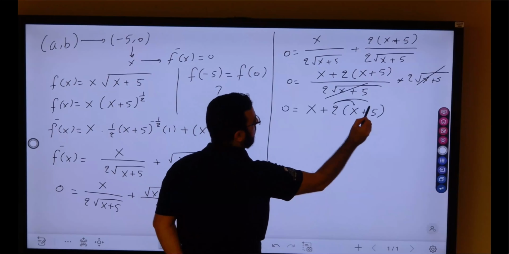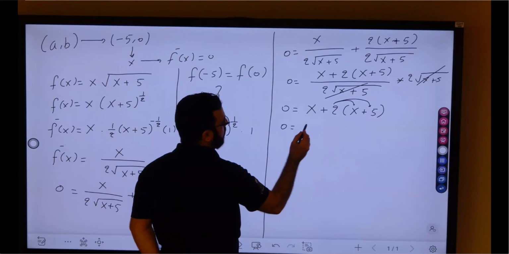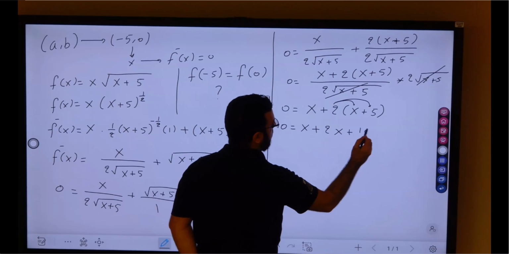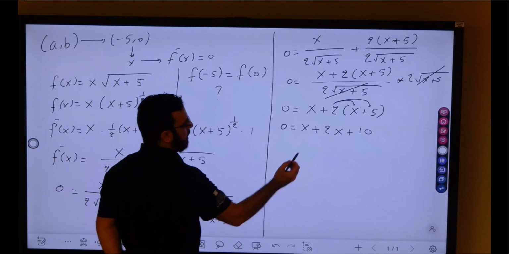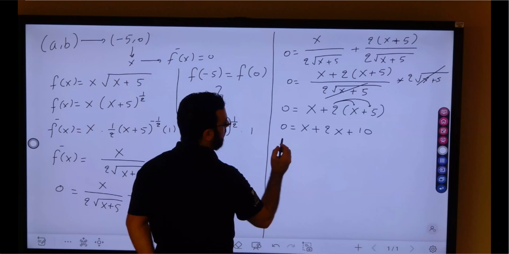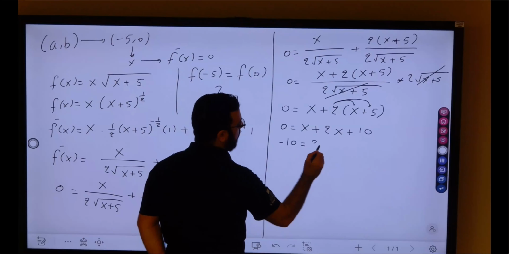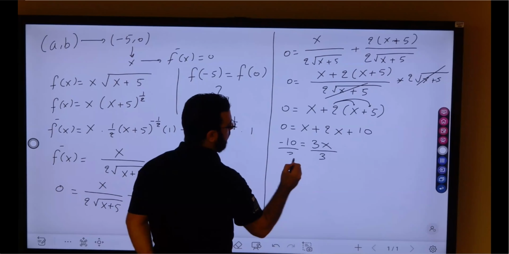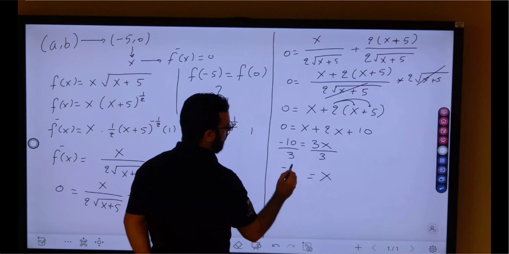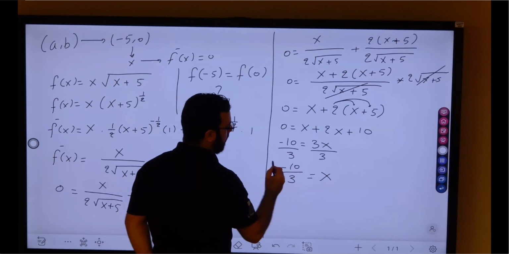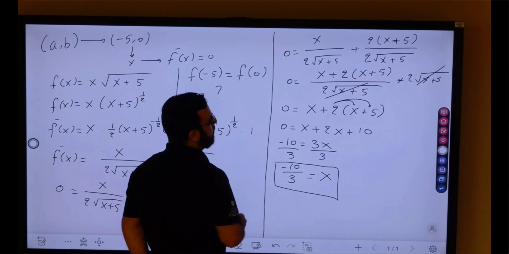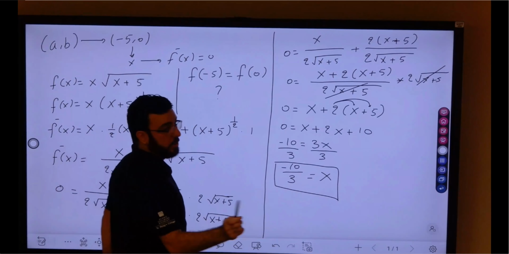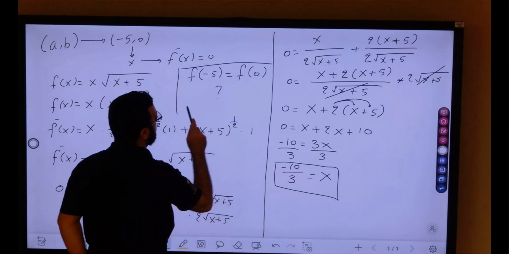Distribute here. 0 is going to be equal x plus 2x plus, then 3x minus 10, it's going to be equal 3x. Divided by 3, x is going to be equal, which is between -5 and 0. But good, you have to check this one.